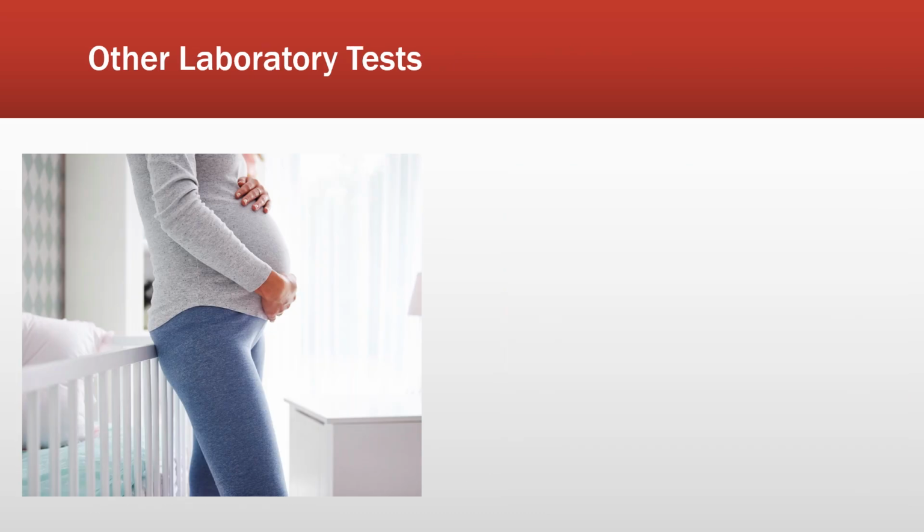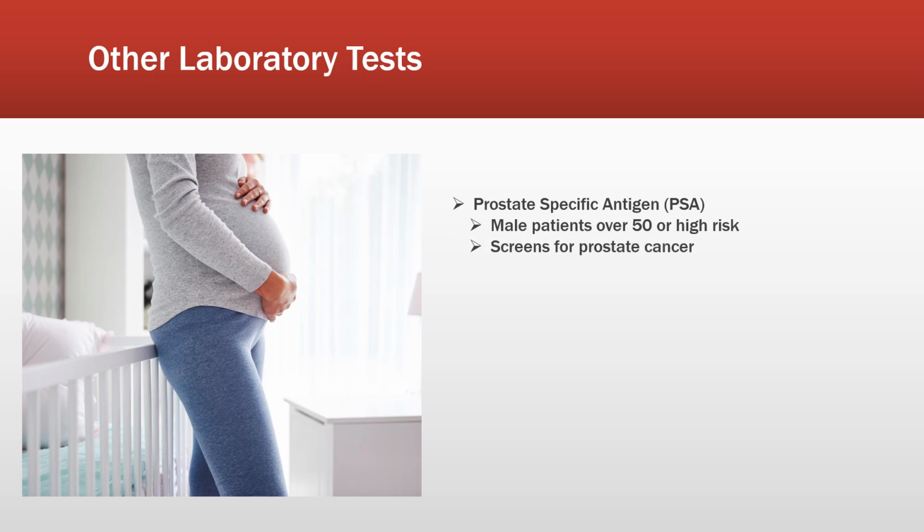Male patients, especially those at high risk, will have intermittent screening for prostate cancer by checking their prostate-specific antigen, or PSA. This would be mainly for males over 50 or younger if they are at high risk. PSA is an early marker for prostate cancer.